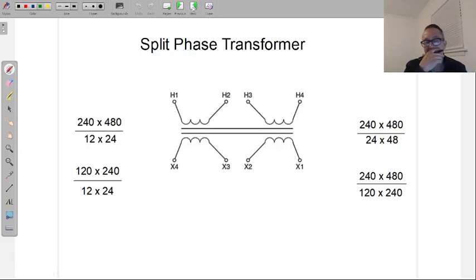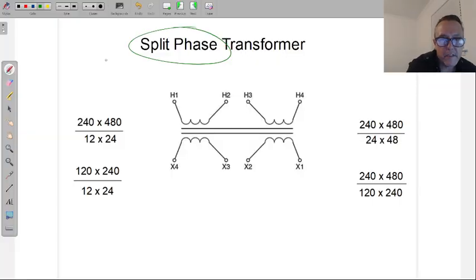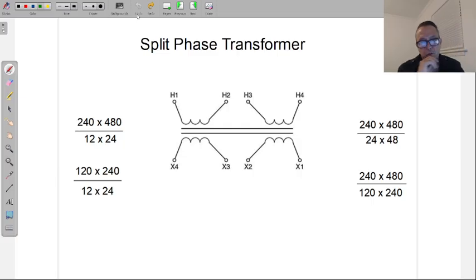All right, now we're going to get into the connections of these transformers. When I pulled up that Granger one, you saw this name where it said split phase transformers. So let me kind of talk about that for a minute.